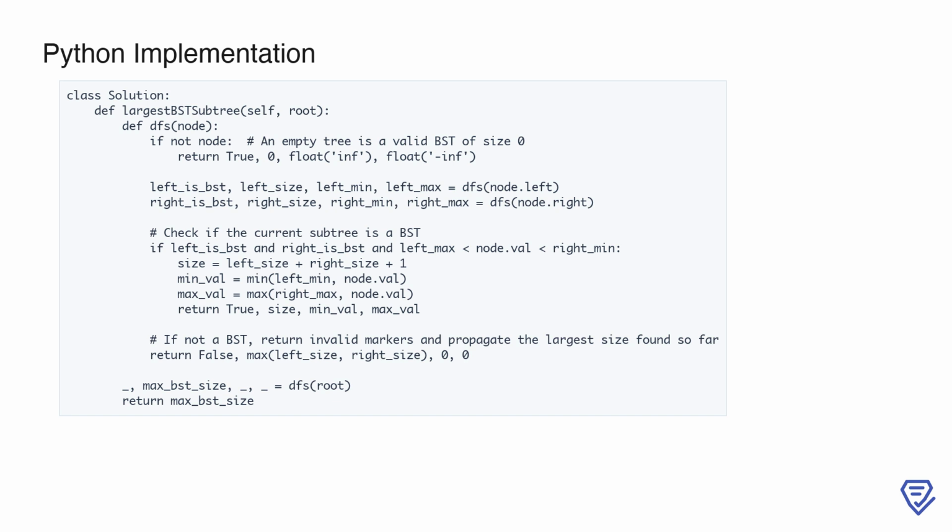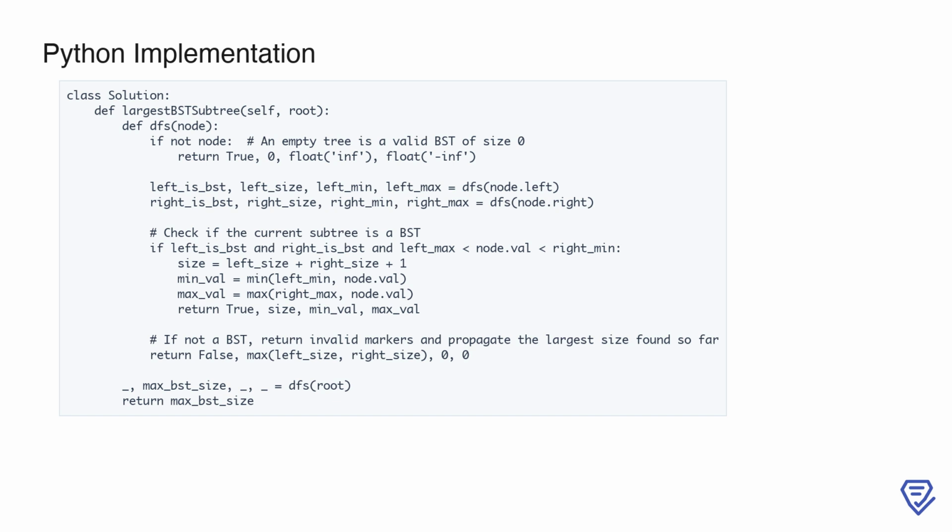2. Recursive calls. DFS(node.left) and DFS(node.right) recursively evaluate the left and right subtrees and return information about whether these subtrees are BSTs, their sizes, and their minimum and maximum values. 3. BST validation. A subtree rooted at node is a BST if both left and right subtrees are valid BSTs. The maximum value in the left subtree, left_max, is less than the current node's value. The minimum value in the right subtree, right_min, is greater than the current node's value.